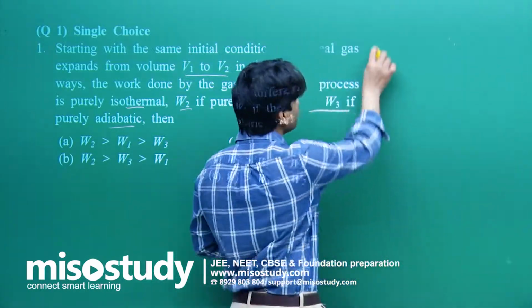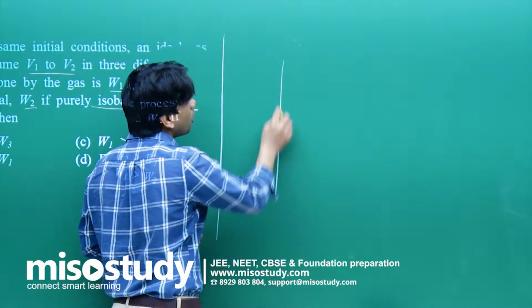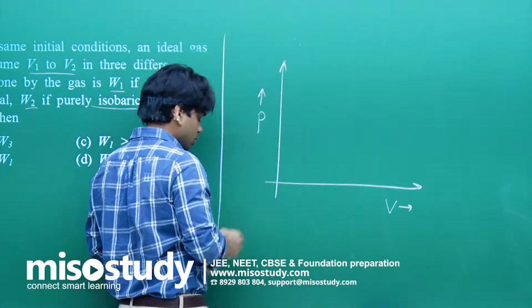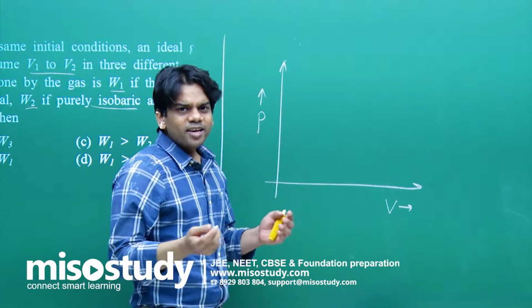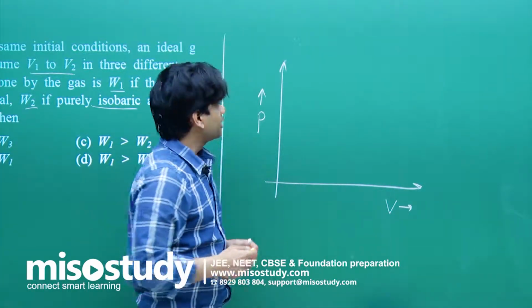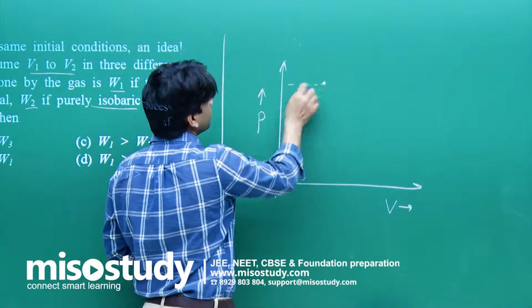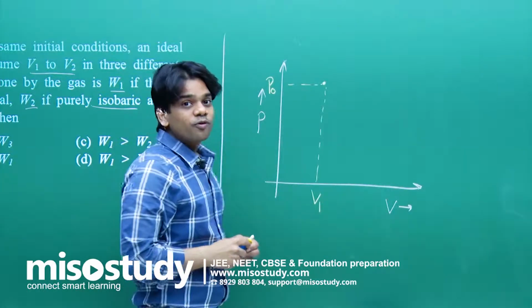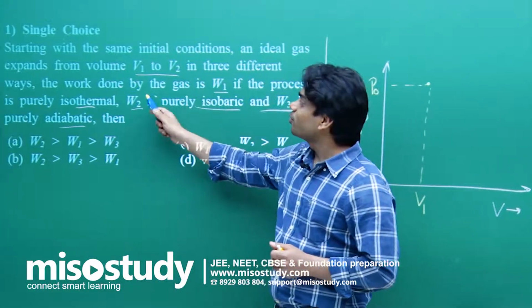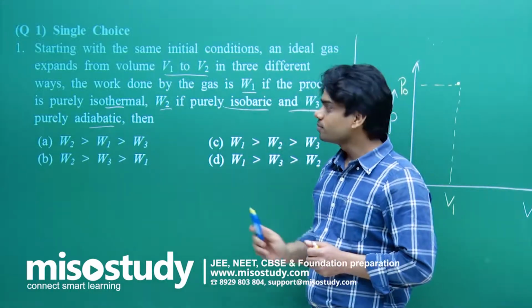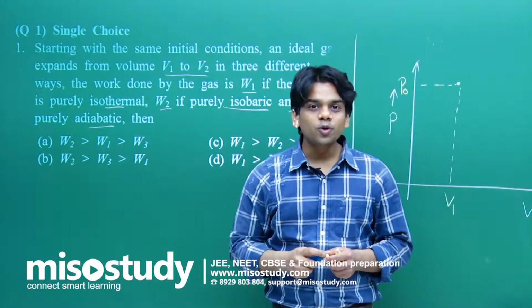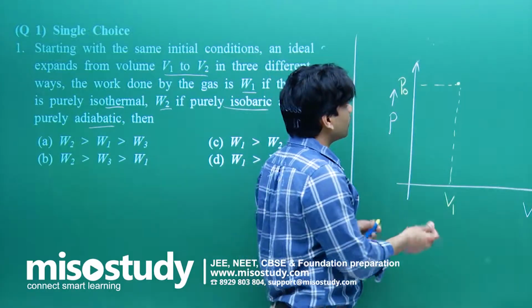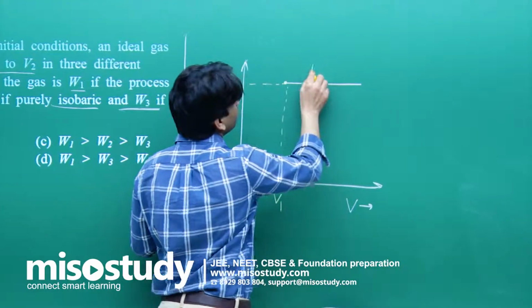So first of all, let me show you in the 3 cases, if we draw a PV curve. Here I am drawing volume, here I am drawing pressure. Since the gas starts at volume V1, let's say the pressure is P0. W2 is if it is purely isobaric, that means there will be no change in pressure. So let me show you here, this is the first work done.